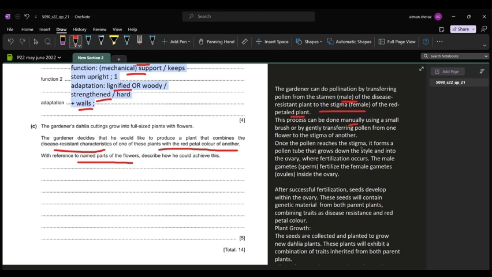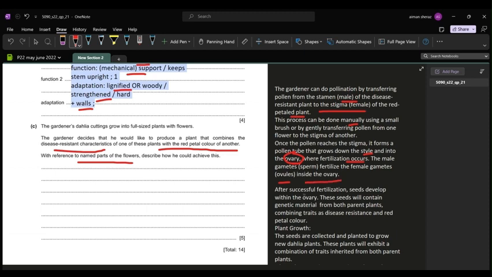And once the pollen reaches the stigma, it forms a pollen tube that grows down the style and into the ovary where fertilization will occur. So this is the place where fertilization will occur. And you have to write down all these names of the plant. So you have to write about stigma, you have to write about anther, and you also have to write about ovary. So the male gametes, which are the sperm, will fertilize the female gametes, which are the ovules inside the ovary.